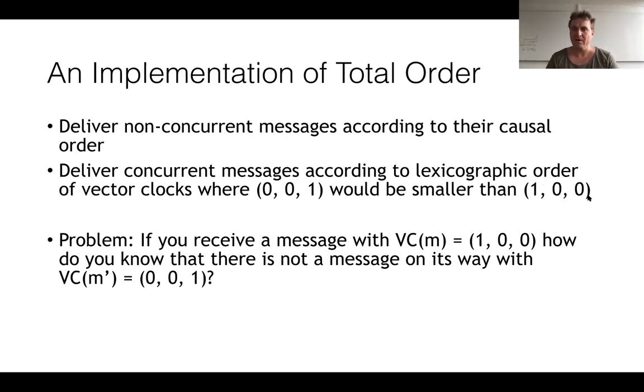Just go through them position by position and look, is A less than B on the topmost position? Yes, then it's smaller. If they're the same, you look at the next position, the next position, the next position. If they're different, then there will be a first position where they differ, and then take the one that's smallest there. That's the smallest vector clock. So we just say for the concurrent ones, order them according to that, and that gives us a total order. Right? First order according to causal order. Anything that's still outstanding, order according to lexicographic order.